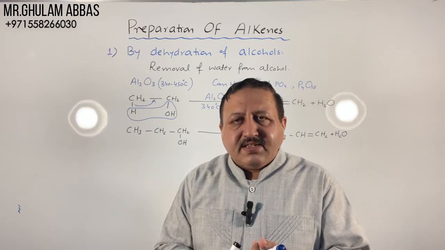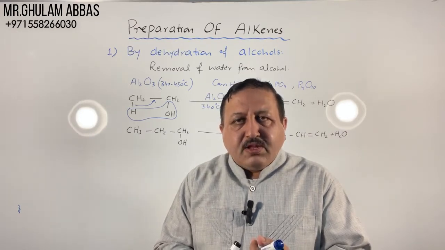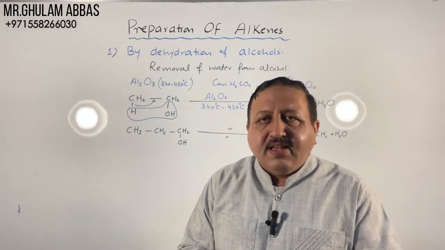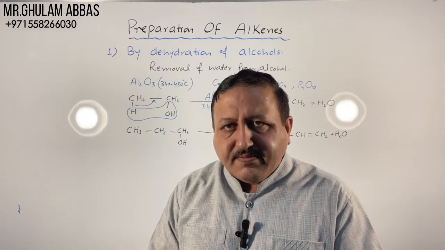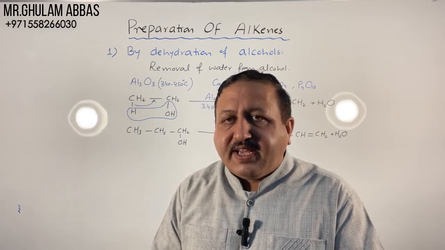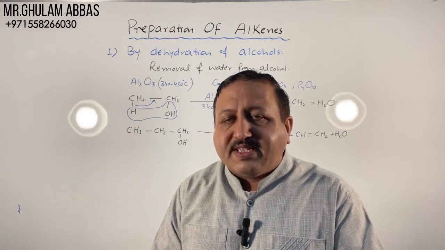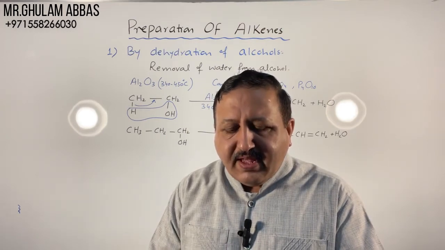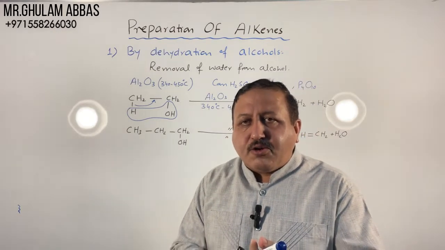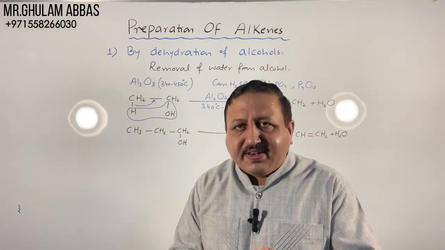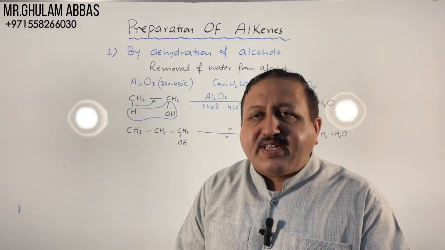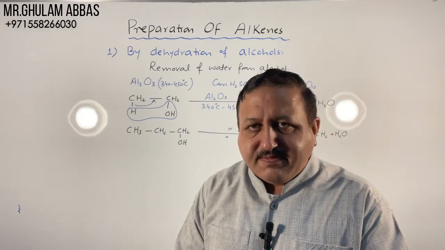Second is secondary alcohol. Those alcohols in which the hydroxyl group is attached with a secondary carbon. What is a secondary carbon? The carbon which is attached with two carbon atoms is called a secondary carbon. And third is the tertiary alcohol, in which the hydroxyl group is attached with a tertiary carbon. And a tertiary carbon is that carbon which is further attached with 3 carbon atoms.